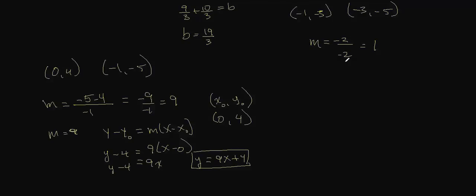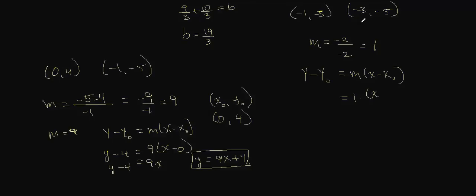And then we can either use the slope intercept or the point slope formula to get it. So we'll use again the point slope. Y minus y0 equals m times x minus x0. Substituting our values, so slope is 1. X, and we choose either of the 2 points.